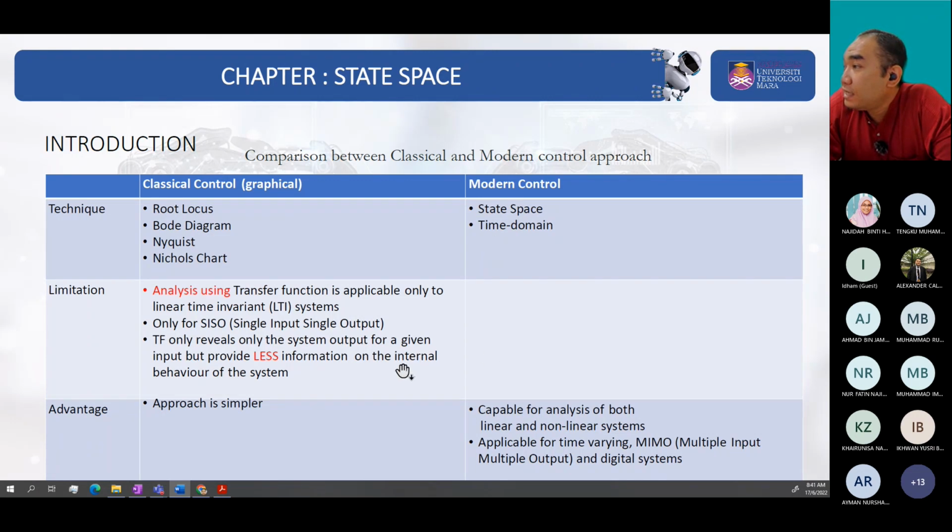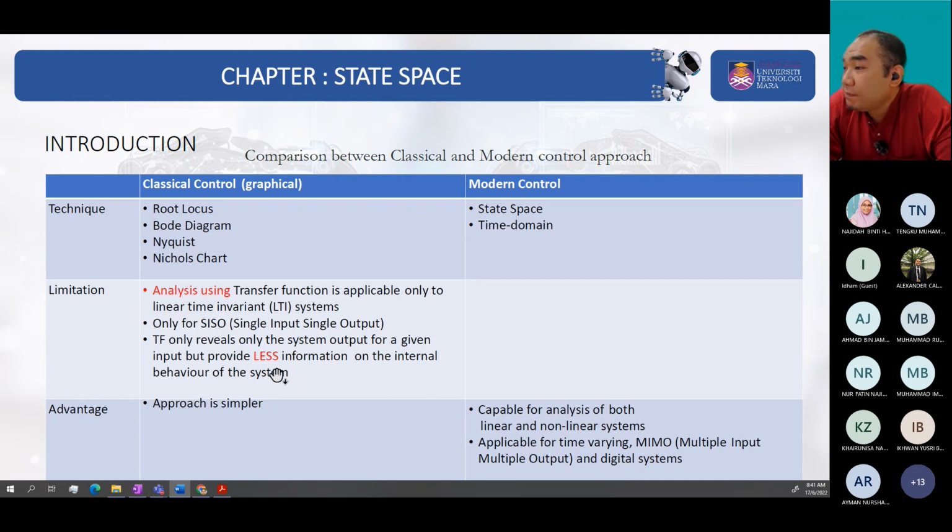So of course there are limitations between these two approaches, as you can see from the information provided in the slide here. Okay, we have the transfer function analysis. The transfer function is applicable only to a linear time invariant system. If we were to design our controller, we have to make the assumption that our system, or the plant to be controlled, must be an LTI system. Okay, a linear time invariant system.